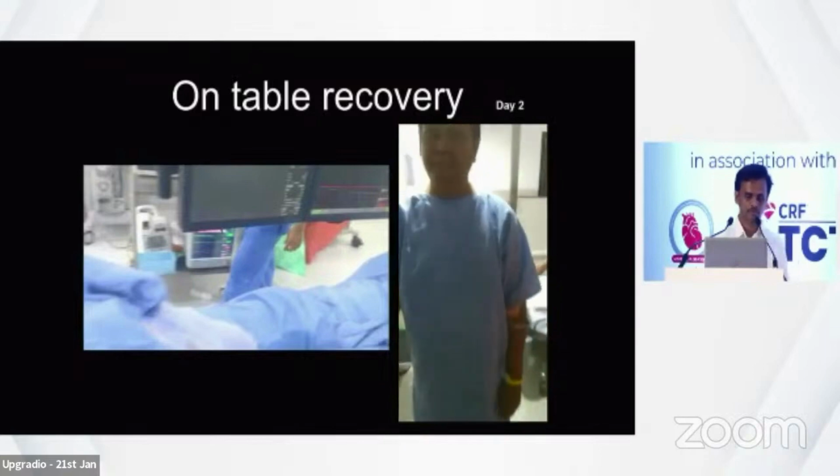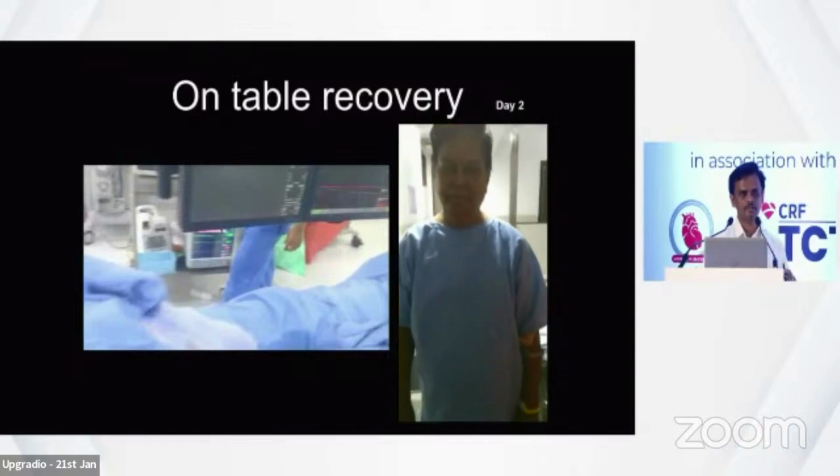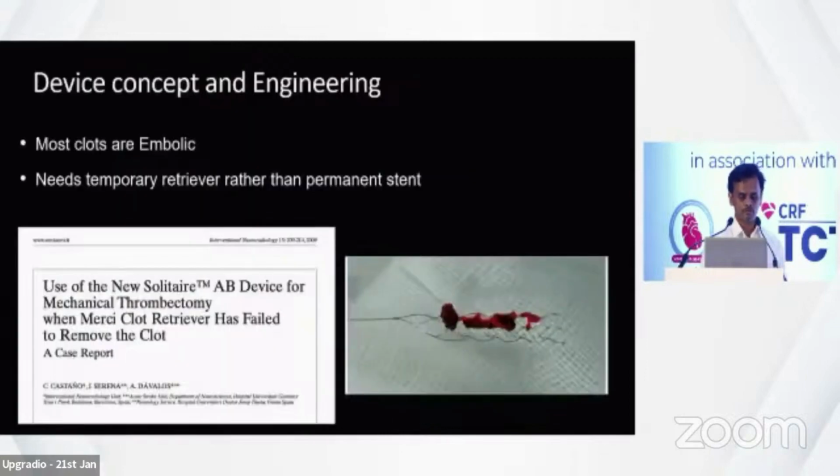So how do we achieve this kind of outcome? Not only technical, but the case selection, all those things come into the picture when the outcome matters. So the first device which came historically, which was used for recanalization, was used accidentally or inadvertently for the intervention.